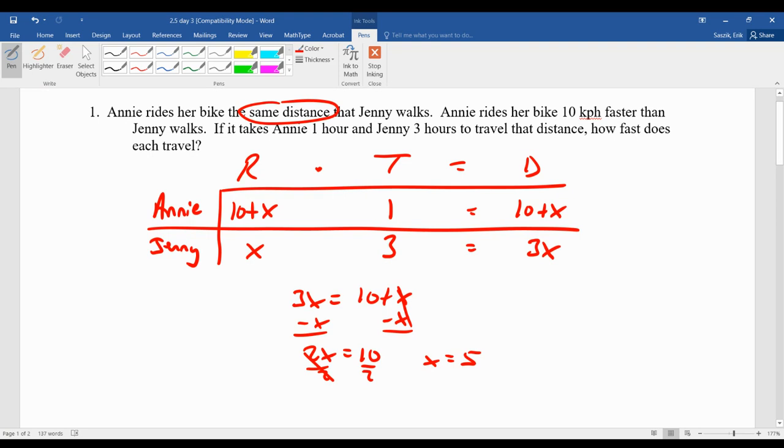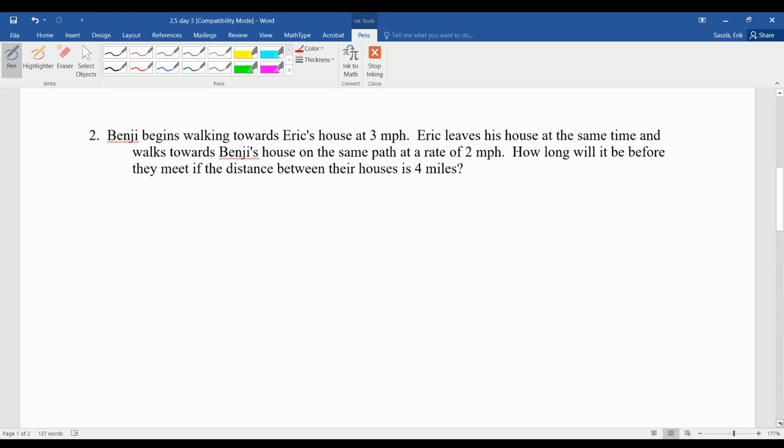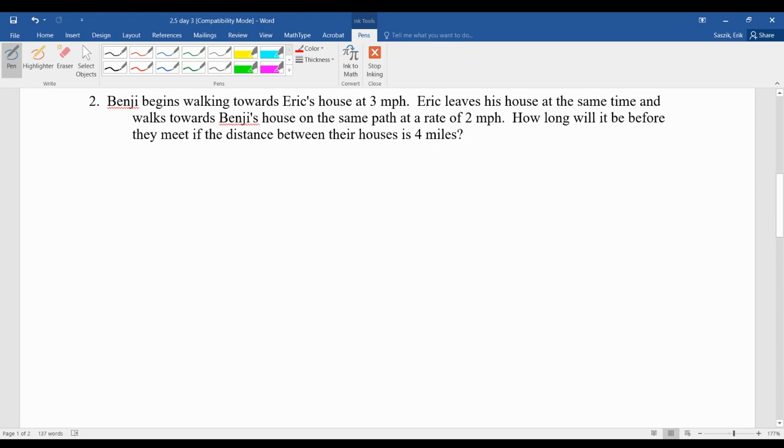Now remember, what does X represent here? X represents Jenny's rate. So Jenny rides at 5 kilometers per hour. Annie, of course, is 10 plus X, so that would be 15. So this problem was a little bit different, right? You still use the table, but you had different things that you were filling out in the table.